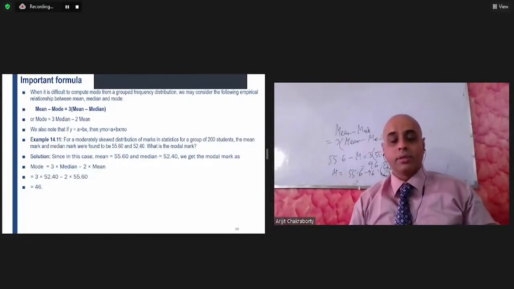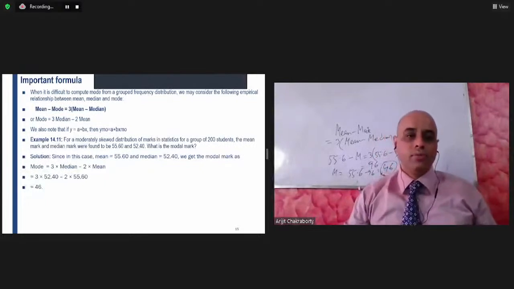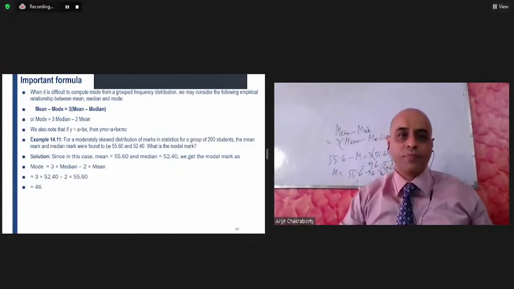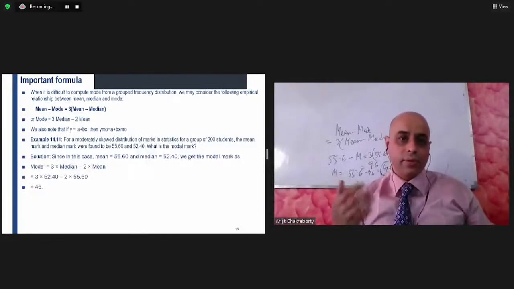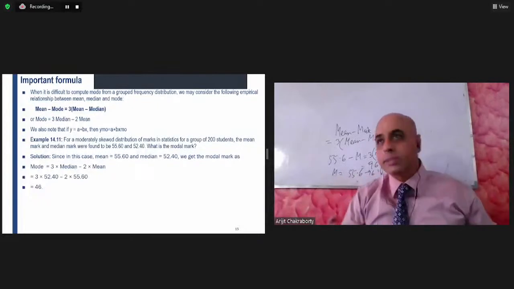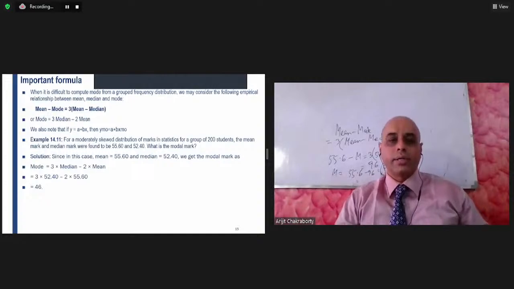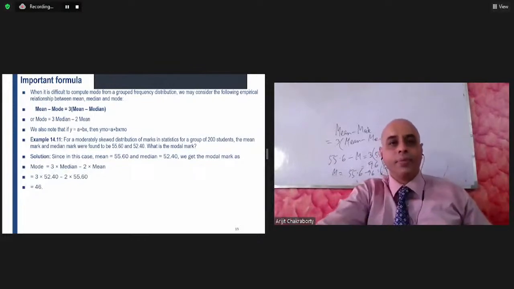Very, very important. I request each and everyone who is following this particular session to kindly keep a note of this formula, mean minus mode equal to 3 into mean minus median. Now, since we have completed the central tendencies, very soon in the next 5 minutes, we shall be starting with the HM and GM. First the GM, that is geometric mean, and then harmonic mean.